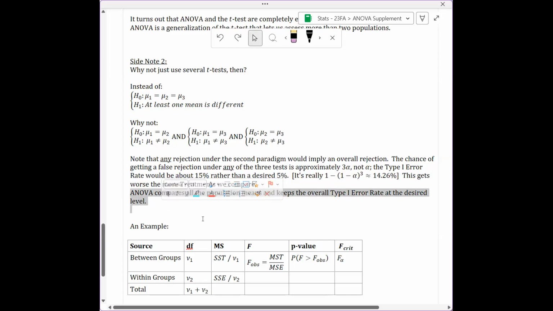The thing with ANOVA is that by doing everything at once, we can keep the type 1 error rate controlled at 5% and not have to worry about all of this getting out of hand. So we really do want to assess all of the means at the same time instead of doing something like this.